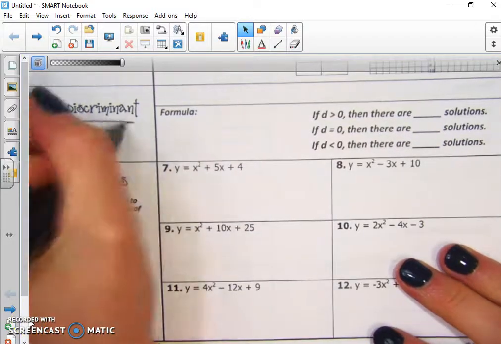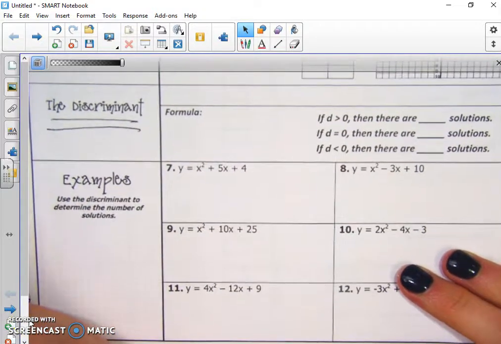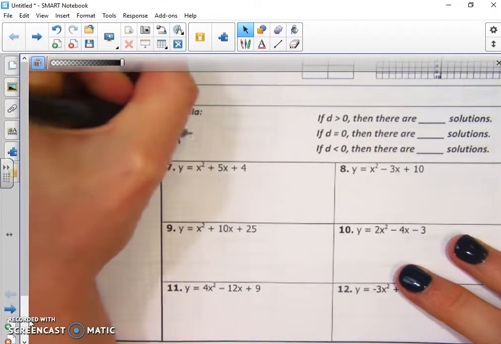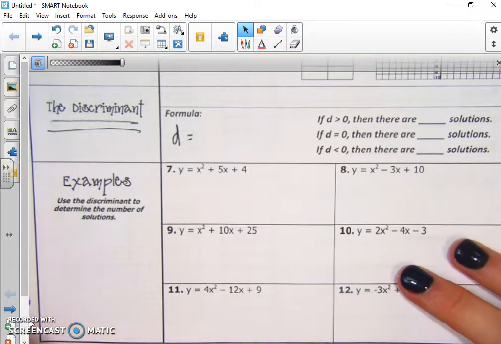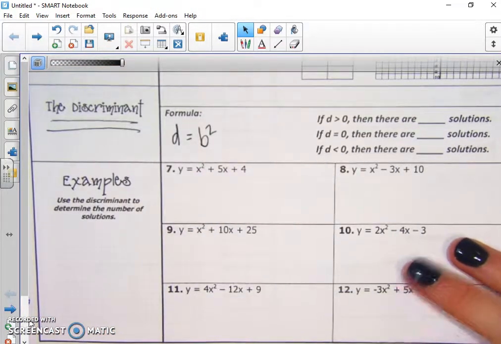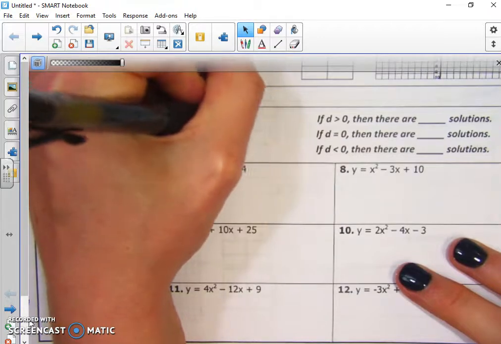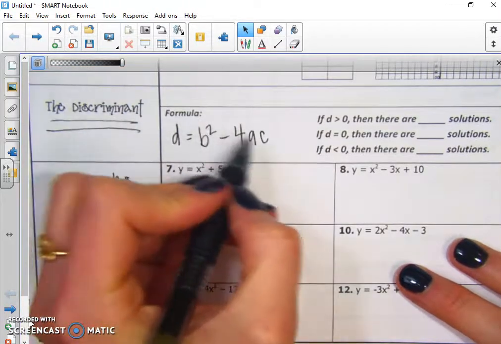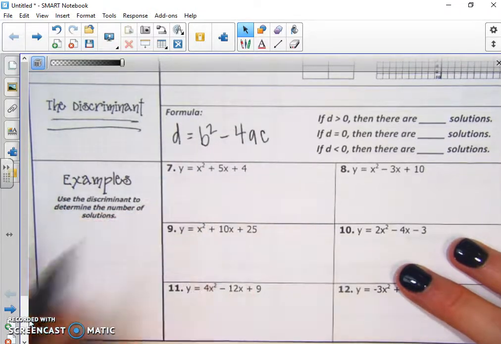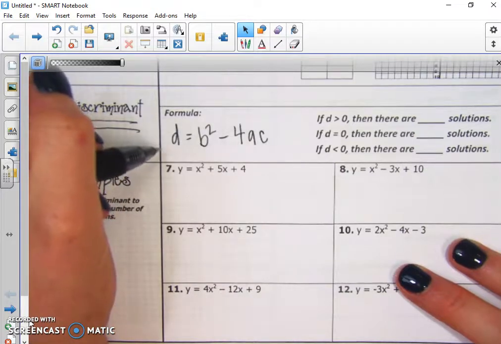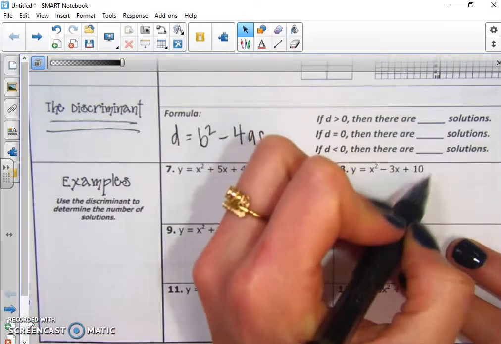Now we're going to talk about the next thing, which is called the discriminant. The discriminant is a number, and it's referred to as D for discriminant, and this is how we find it. We find it by taking the value of B and squaring it, then subtracting 4 times A times C. So A, B, and C are the numbers coming from our quadratic formula.